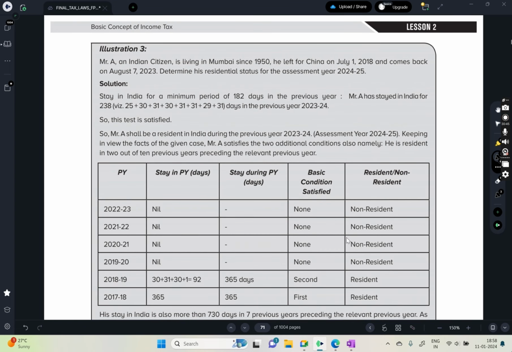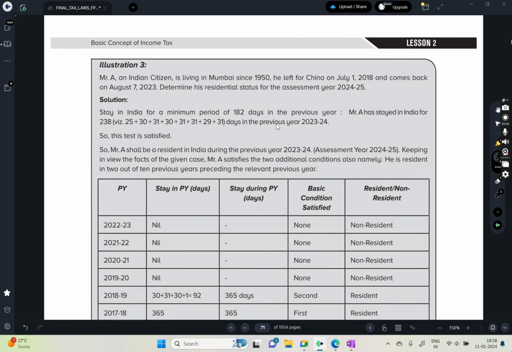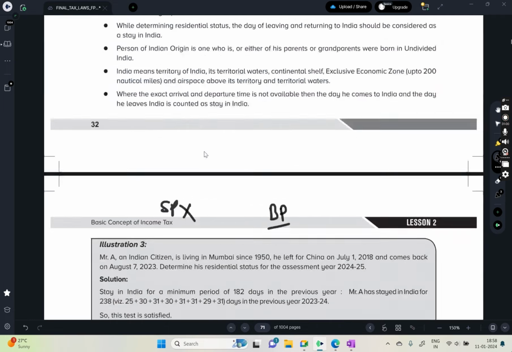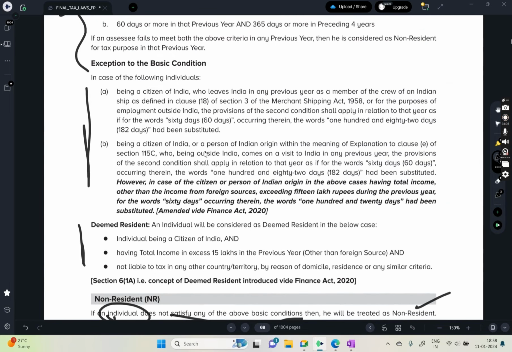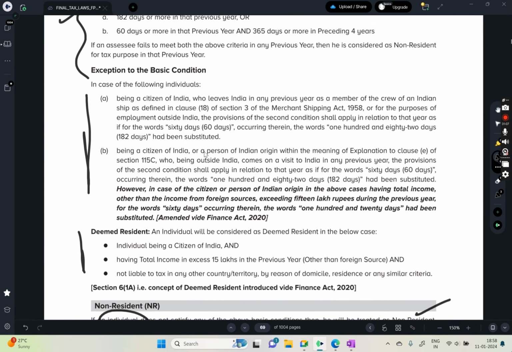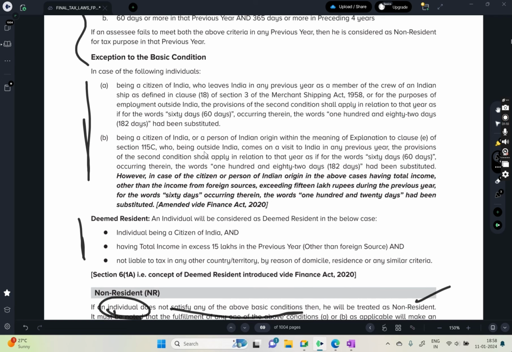Check out illustration 3. Mr. A, an Indian citizen. Whenever you are reading any question, first apply the special provisions. If the special provisions are not applicable, then only go for the basic provisions. Okay, just give me a second. So whatever I said, where is that special provision? Here, this part. Okay, so this is the special provision.